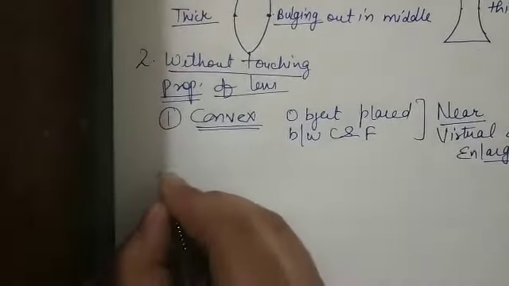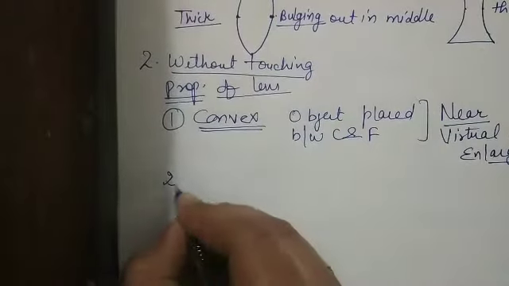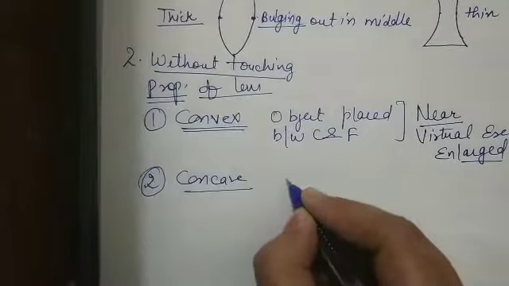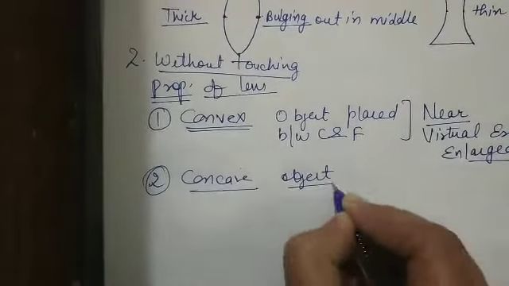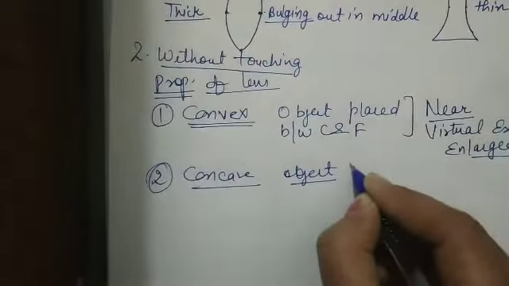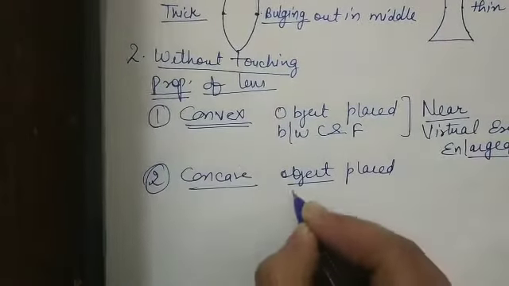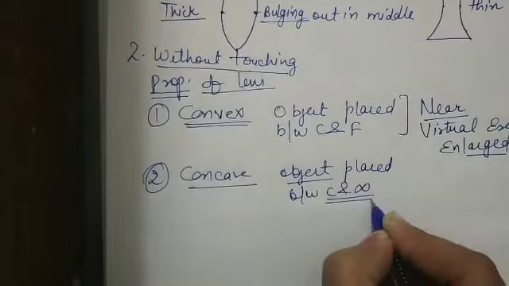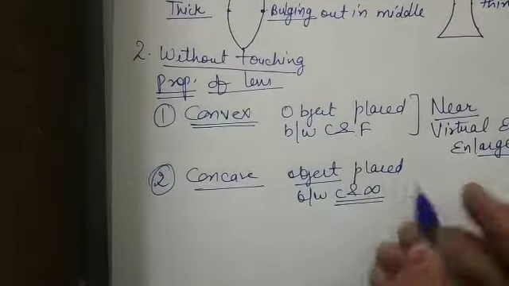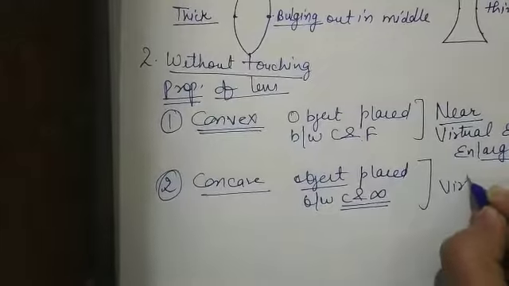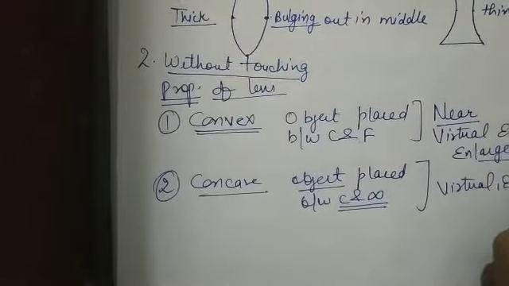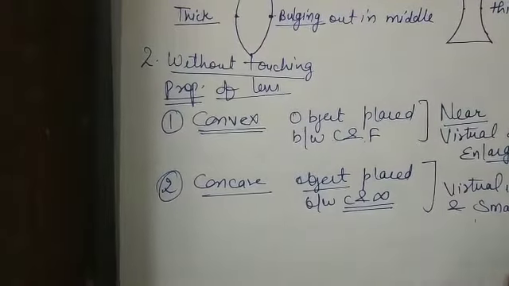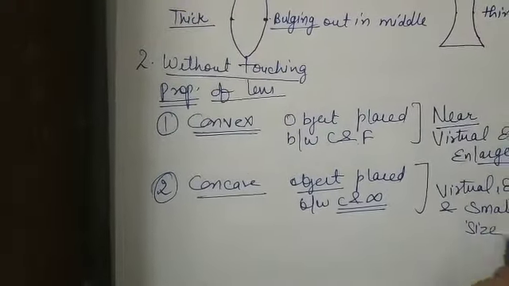But comparatively, concave lens, object placed anywhere, C and infinity anywhere you can put. If I am placing at the same position, the image is virtual, erect and small. Small means diminished in size. Okay.